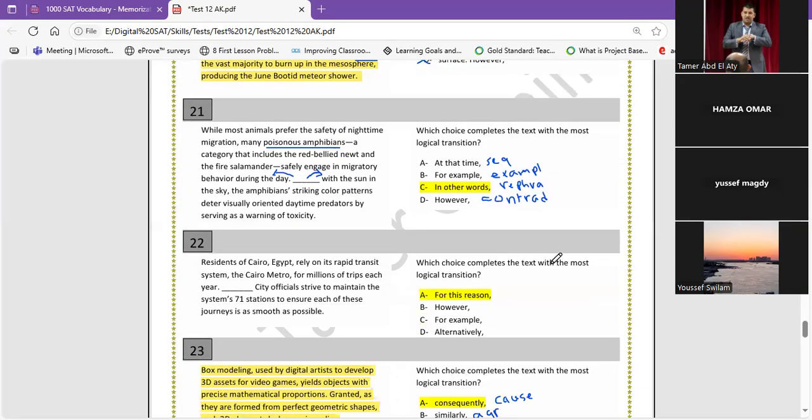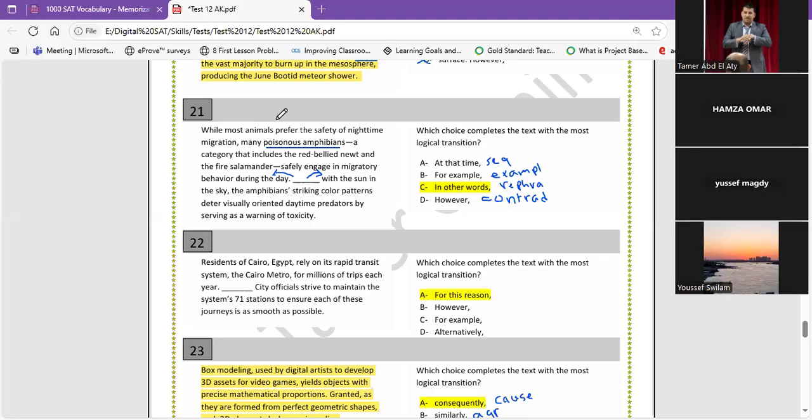Now transition, domain 3. Domain 3 is going to be the last of the test. You know, in transition, we have to find the function of each word at that time, sequence. For example, exemplification. In other words, rephrase. However, contradiction. Look at the sentence before and the sentence after to find the relation.